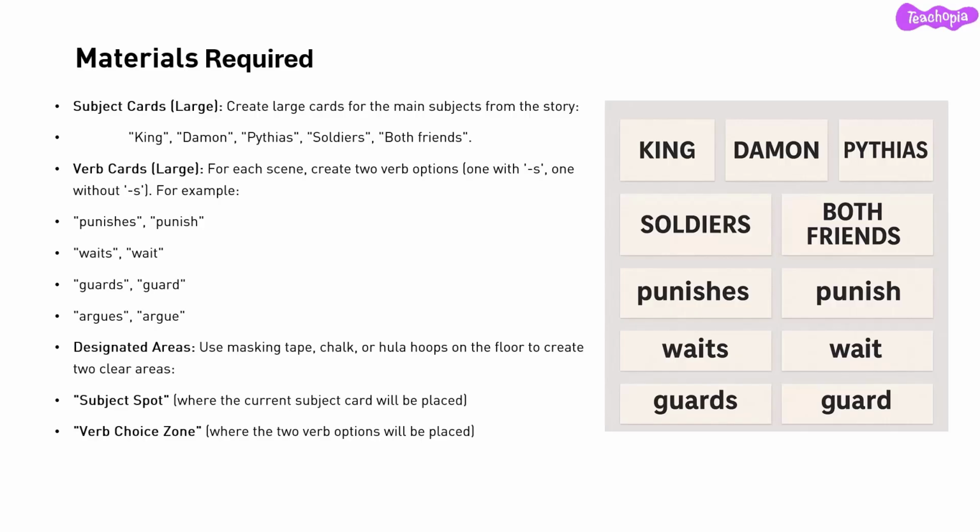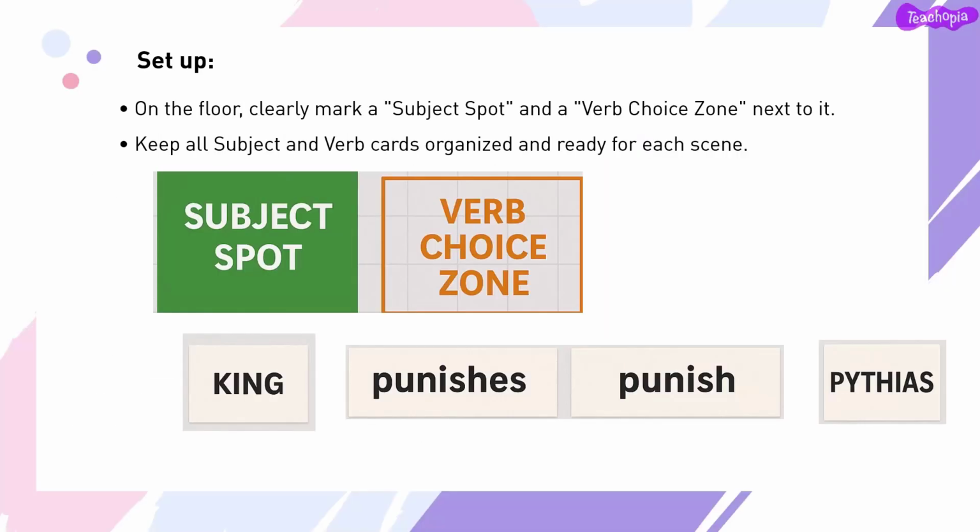Subject spot, where the current subject card will be placed, and the verb card also will be placed. On the floor, clearly mark a subject spot and a verb choice zone next to it. Keep all subject and verb cards organized and ready for each scene.